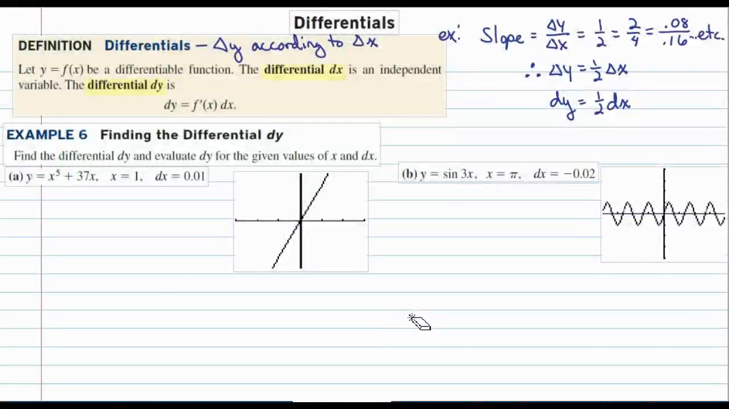This is the screencast for section 4.5, example 6. We're going to look at differentials. Technically we've been dealing with differentials the whole time, but now we're going to look at them under a little bit of a microscope, per se.